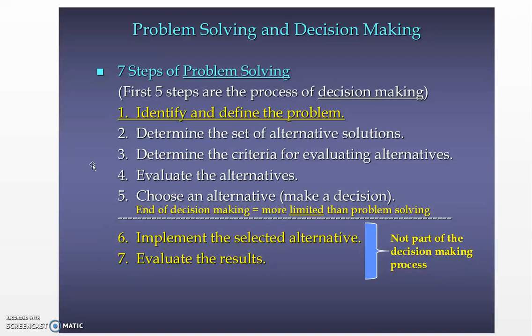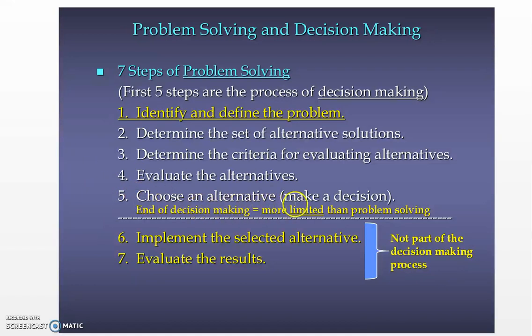Again, only once you document and understand what is important to you for your criteria for evaluating can you really conduct a quantitative decision model. And step 5 would be you choose an alternative, and you make a decision based on the criteria you've set.